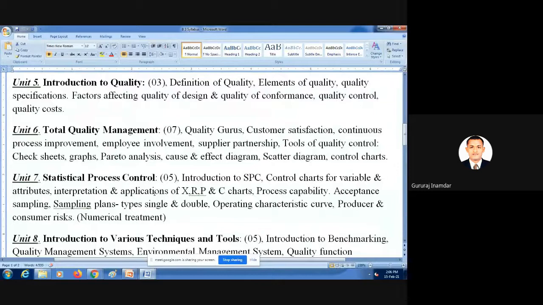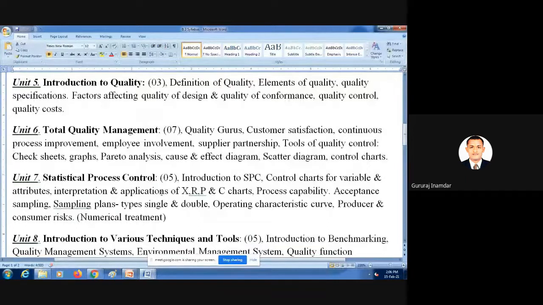Now whatever the basic quality, how to improve quality, there are different factors, different tools, different techniques, that we have to use in a particular section. Now this is the 5th chapter, basic information or introduction to quality.